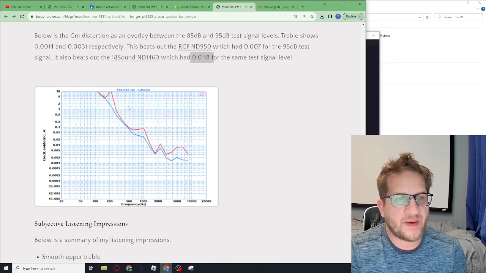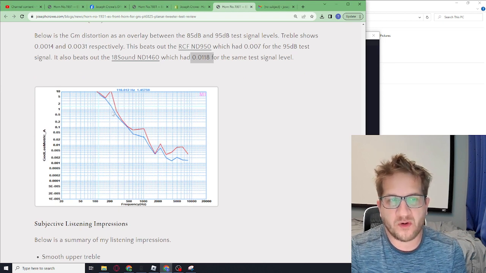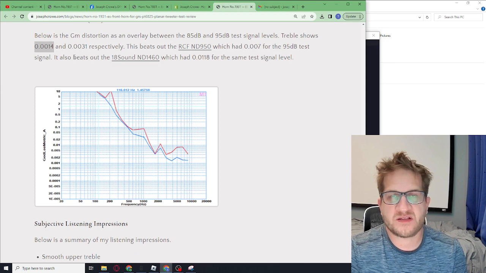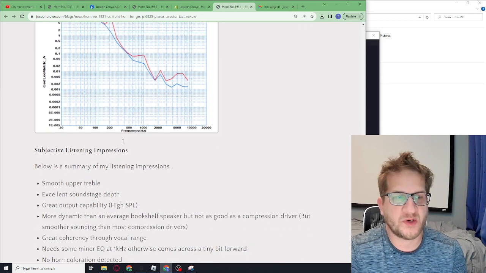And so just to go back a bit, this is just an overlay of the 85 and 95 dB test signals for the 1931 horn. You can see the blue is the 85 dB. So it actually is very low distortion in the upper treble, 0.0014. We'll see how that fares as we continue to do this test with other drivers to see if this actually is a good number or not. But it does seem to be a pretty good number.